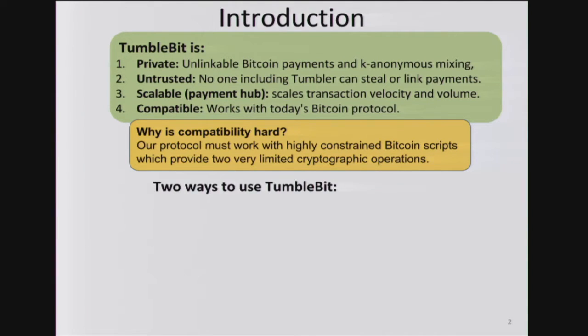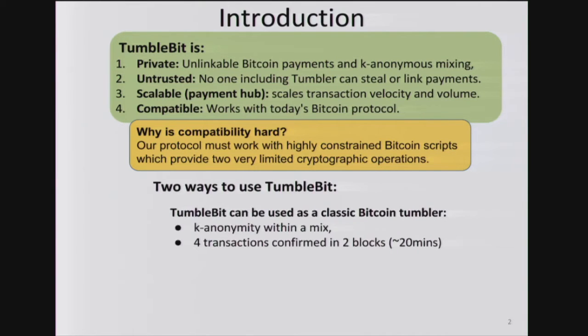There are two ways to use TumbleBit. The first way is to use it as a classic Bitcoin Tumbler that provides k-anonymity. You can almost think of this as a more private version of CoinSwap. It has 4 transactions that are confirmed in 2 blocks, so it has a minimum mixing time of 20 minutes.